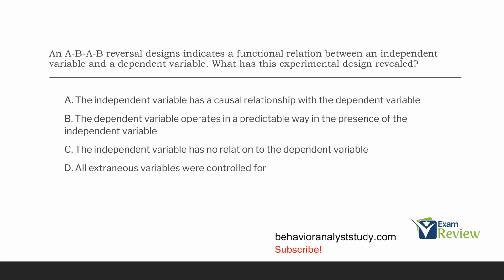C, the independent variable has no relation to the dependent variable. Of course, that is false. We have a functional relation. And then D, all extraneous variables were controlled for. Can you ever control for every extraneous variable? Can't. Absolutely not. There's no way. So this experimental design has revealed what? Well, it's revealed that the dependent variable operates in a predictable way in the presence of the independent variable.